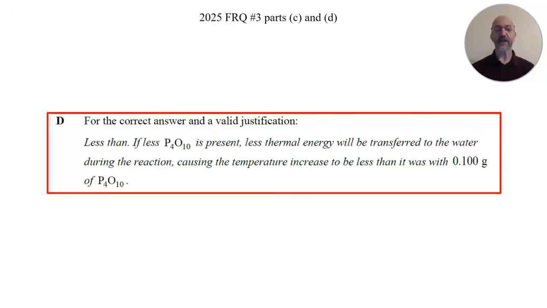So the answer is less than in terms of the delta T comparison. So if less P4O10 is present, less thermal energy will be transferred to the water during the reaction, causing the temperature increase to be less than it was in the original trial with 0.100 grams of P4O10.